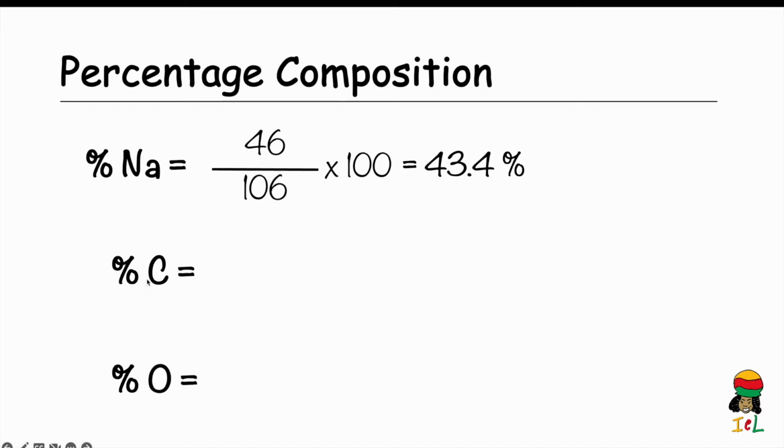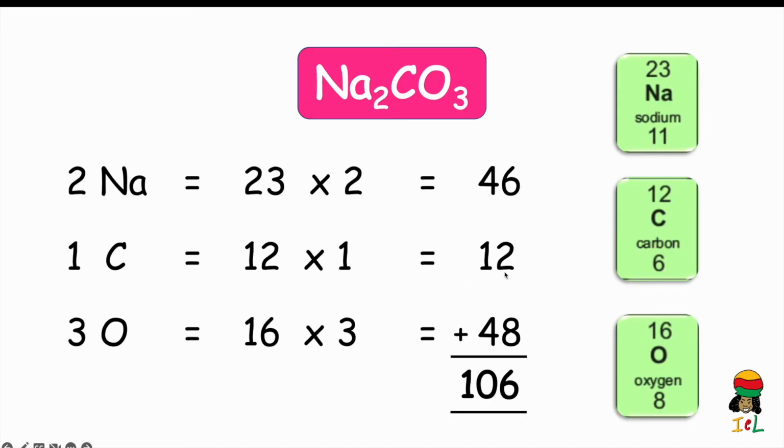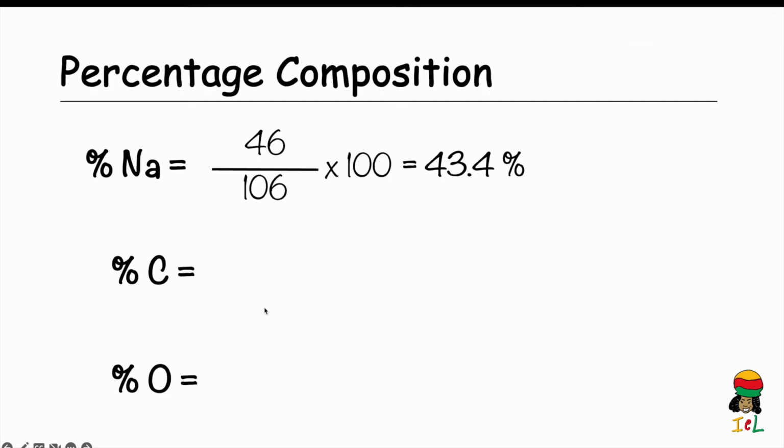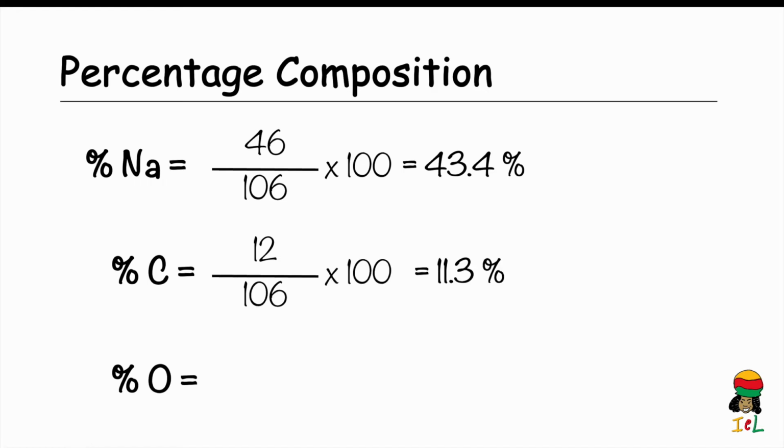Next, we find the percentage composition of carbon within sodium carbonate. Recall that the total relative mass of carbon within sodium carbonate is 12, and the total relative mass of sodium carbonate is 106. Therefore, we have 12 divided by 106 multiplied by 100, which gives 11.3% carbon within sodium carbonate.